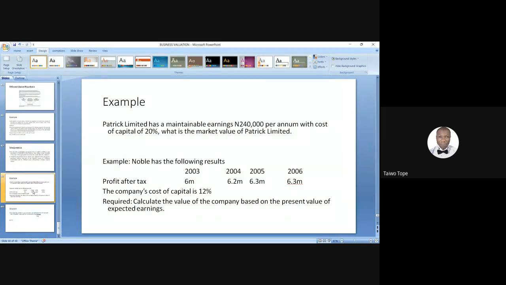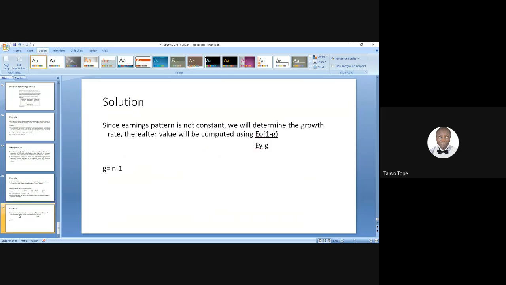Once you get that, minus 1, you do what? The result will be something like this. That is 3, the square root of 6.3 divided by 6. When you determine all these, minus 1. So the result will be what?